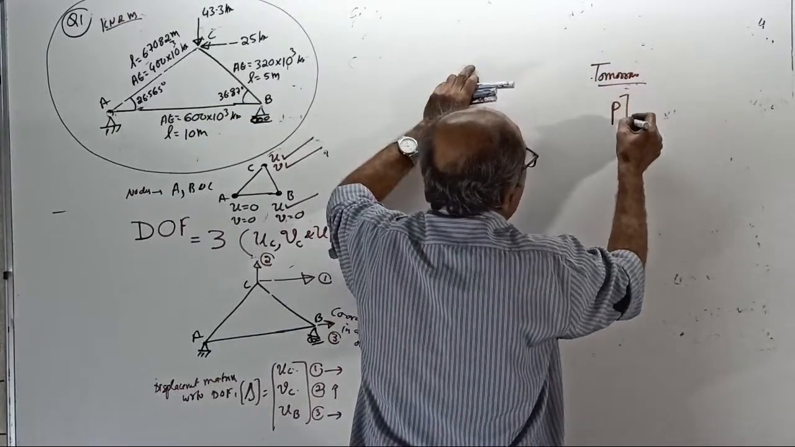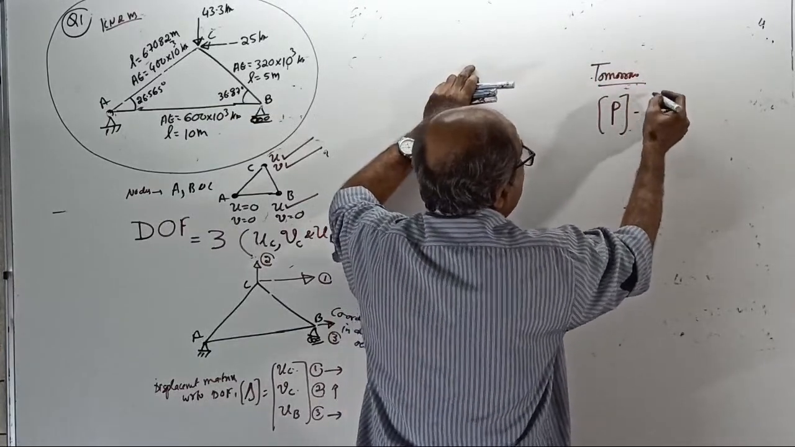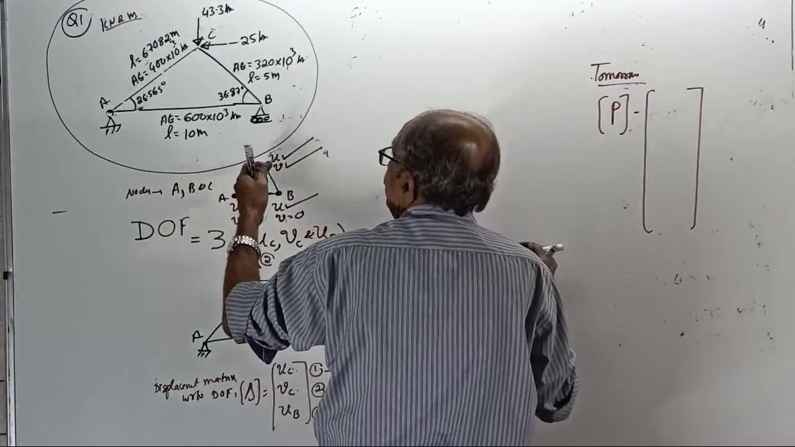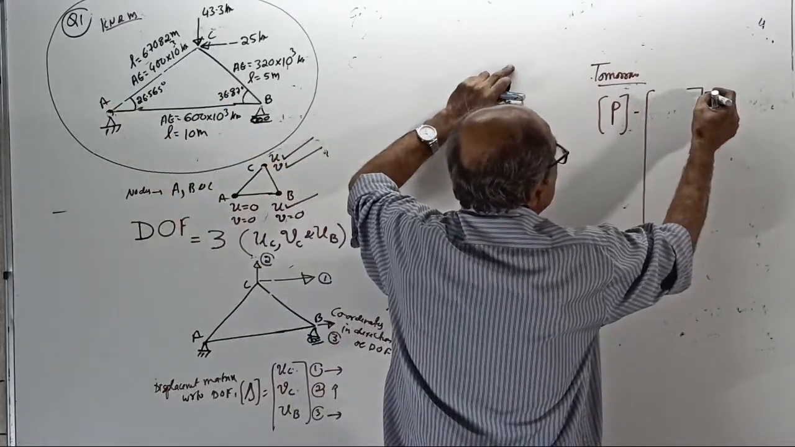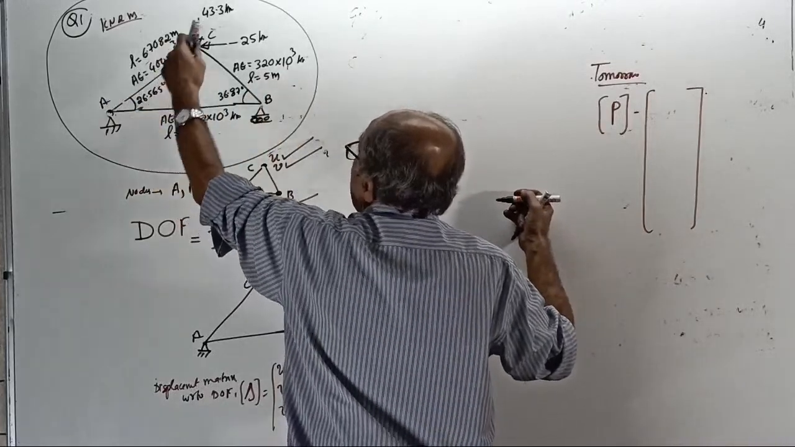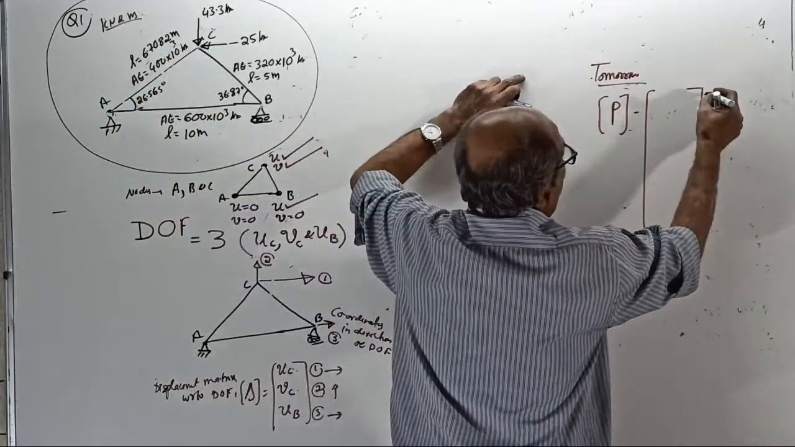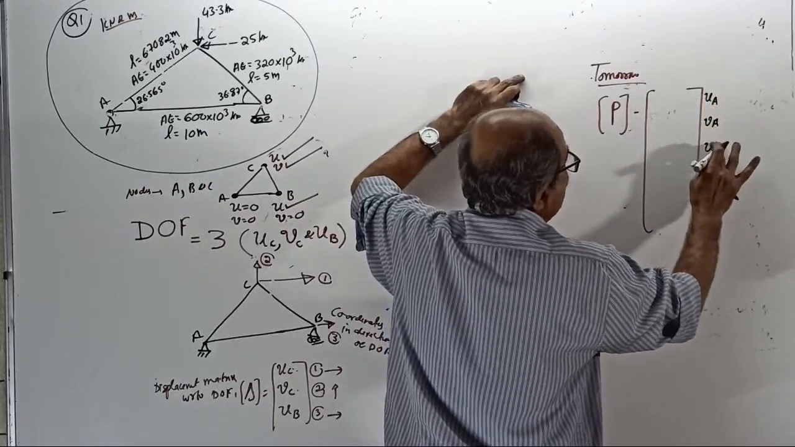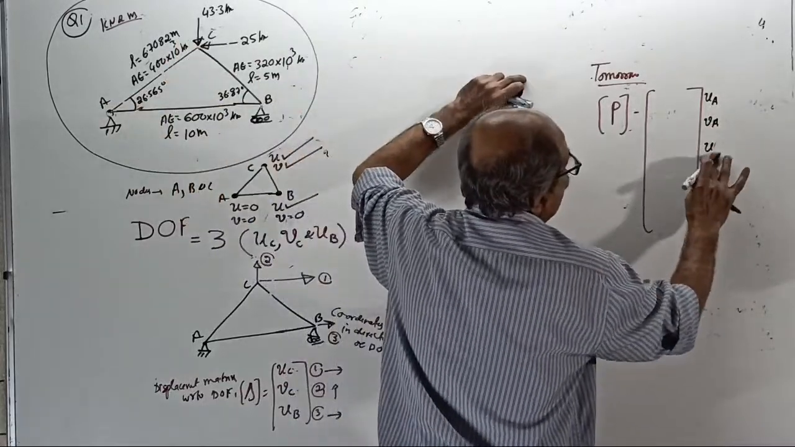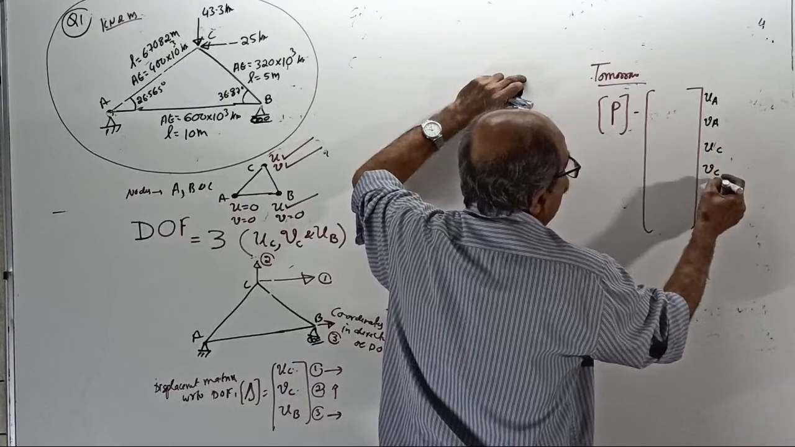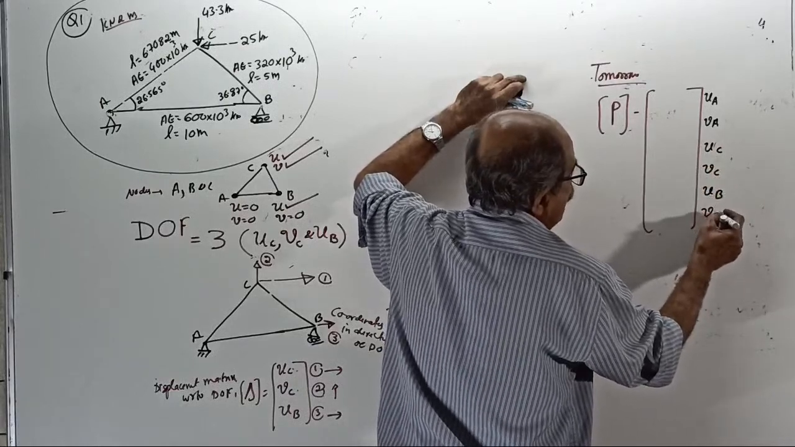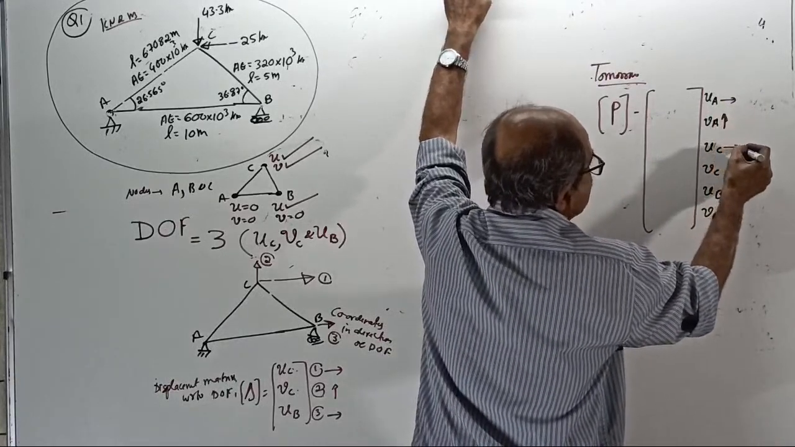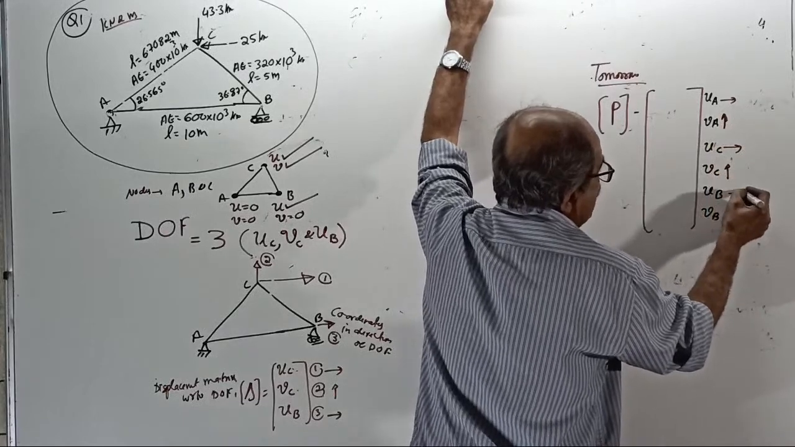when we write the force matrix, there are 6 columns. The correct order: I will start from A. First is very important, what order you maintain. I will go first A, in the order UA, VA, then after A, I am going to C, that will be UC. Any order you can go: UC, VC, UB, VB. Tomorrow's class: UA right side, VA upward, UC right side, VC upward, UB right side, VB upward.